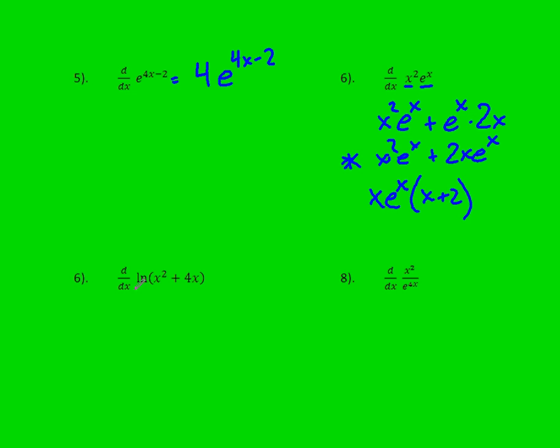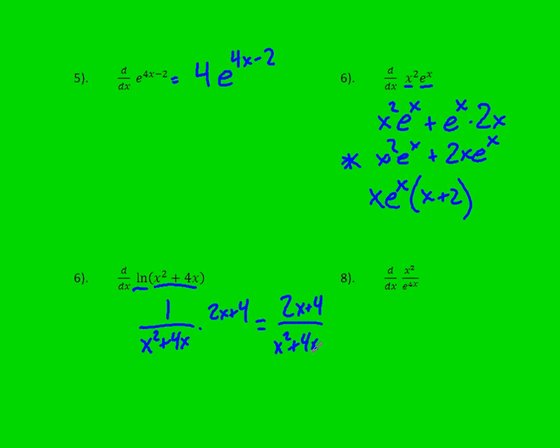Okay, number 7, a natural log problem. To take that derivative, just put what's on the inside on the bottom, and then multiply by the derivative of the inside, which is 2x plus 4. And I might simplify that just to make it one fraction, 2x plus 4, all over x squared plus 4x.